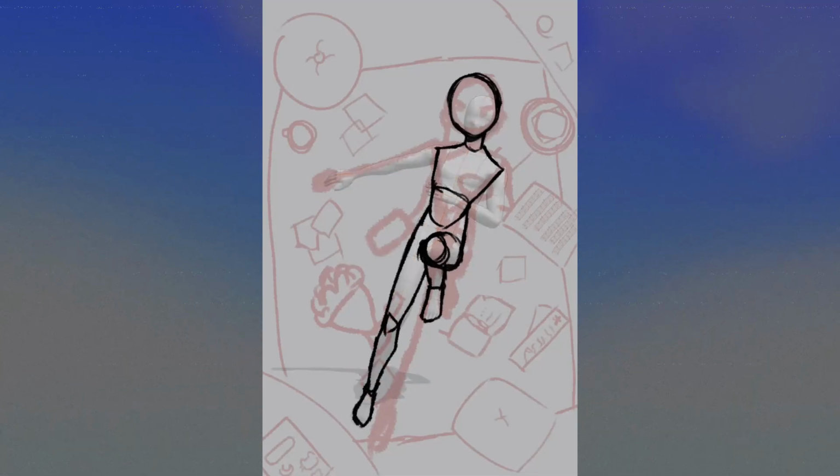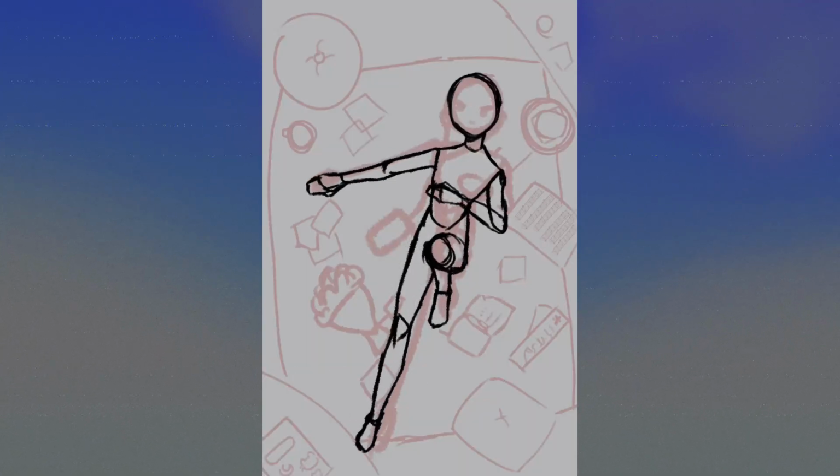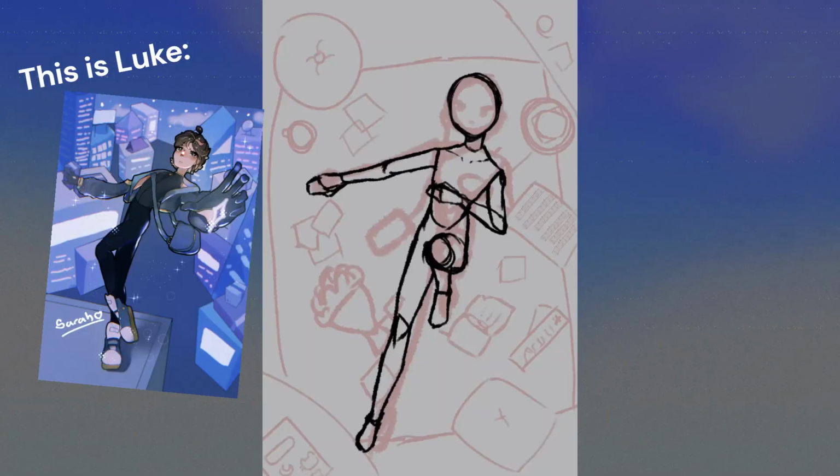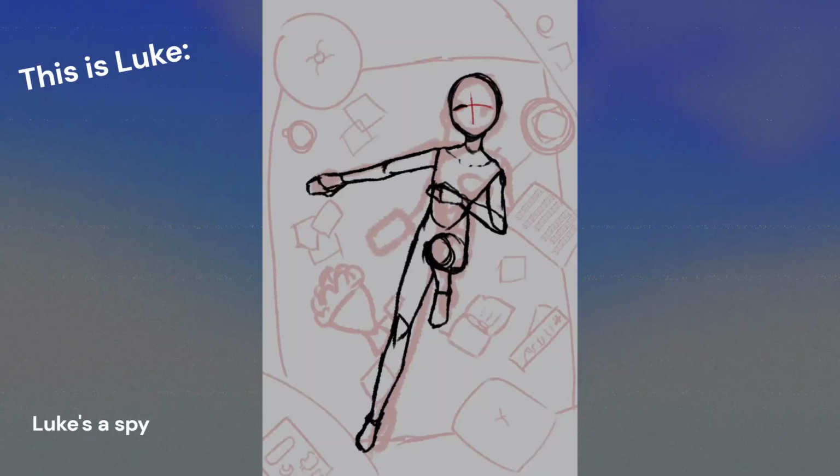Now, at this point, you may be asking yourself, who's Klint? My answer to that is, other than the fact that he's my OC, Klint is Luke's best friend. But at the same time, he's also one of the people in charge of catching spies or secret agents. And he's way too organized for his own good.